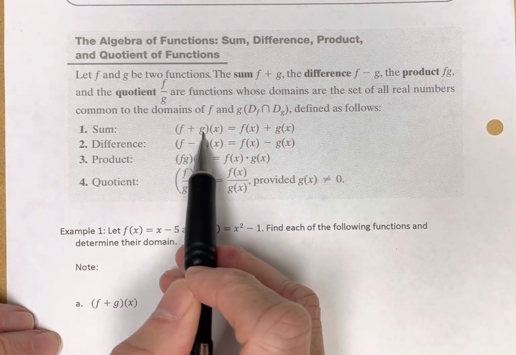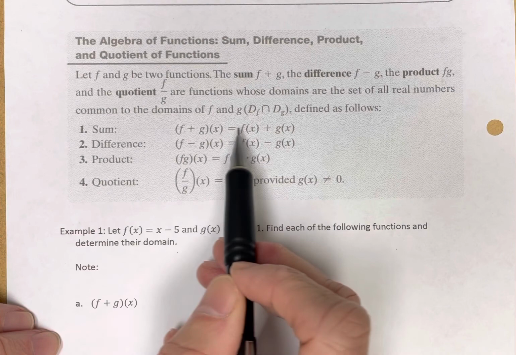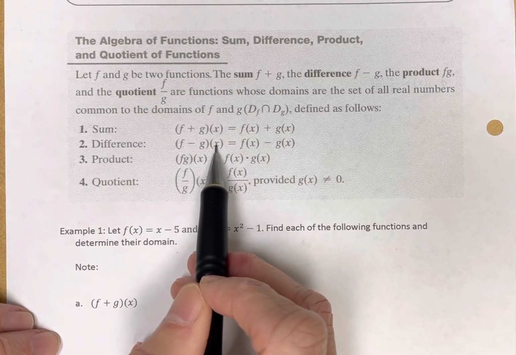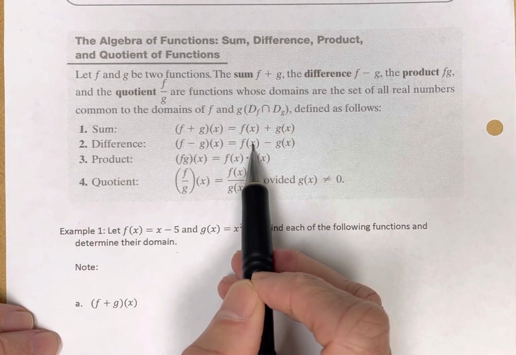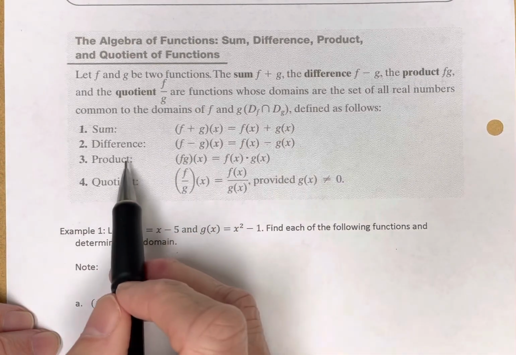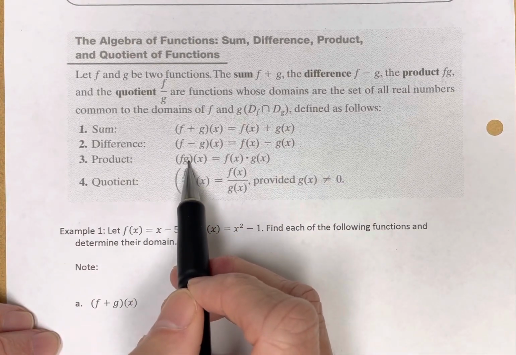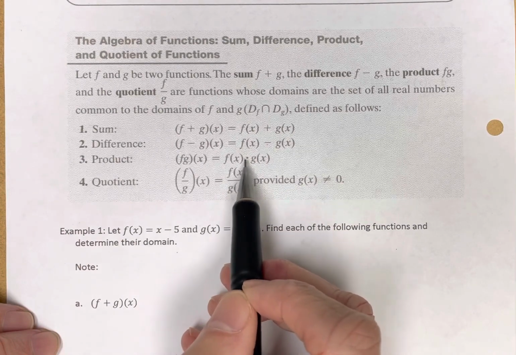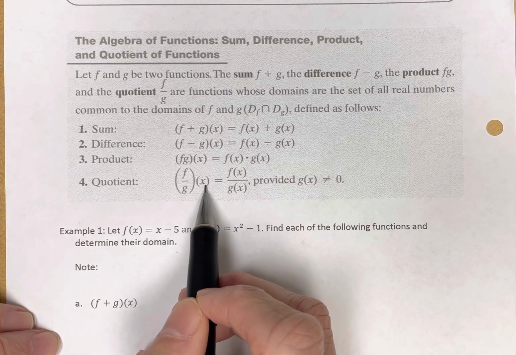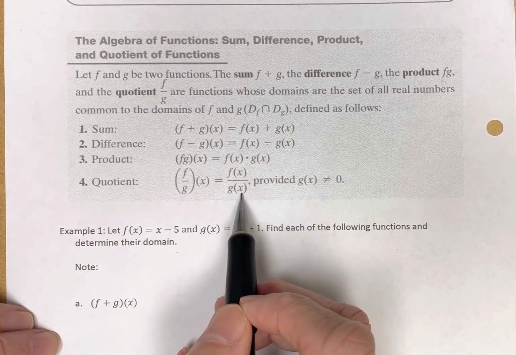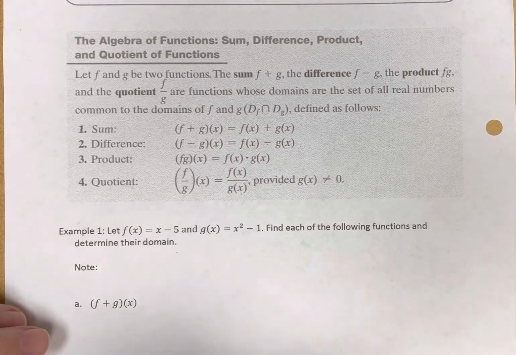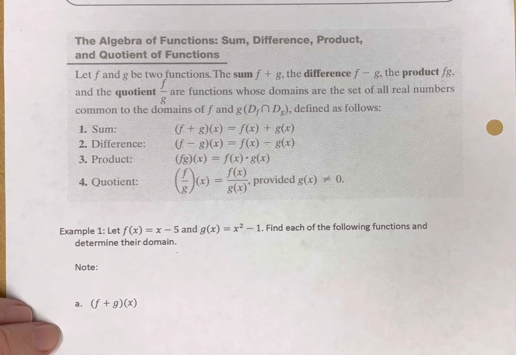So f plus g of x is the same as f of x plus g of x. f minus g of x is the same as f of x minus g of x. The product fg of x is f of x times g of x, and the quotient f divided by g of x is the same as f of x divided by g of x, and of course g of x cannot be 0 because dividing by 0 is undefined.